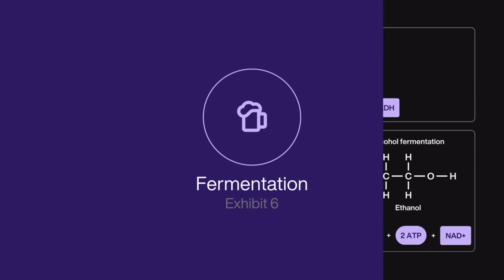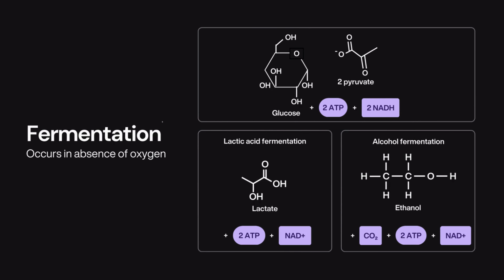Exhibit 6. Fermentation. Lactic acid fermentation occurs in the cytoplasm of cells when oxygen levels are insufficient for aerobic respiration, allowing organisms to regenerate NAD+ from NADH produced during glycolysis.